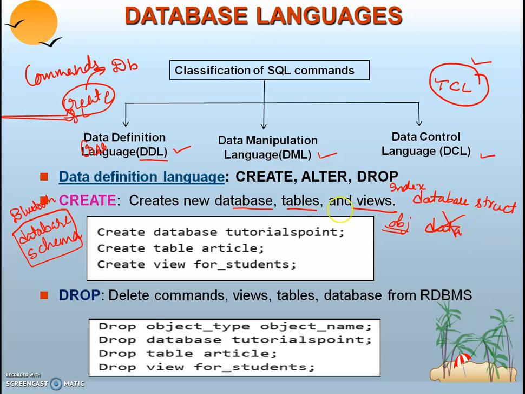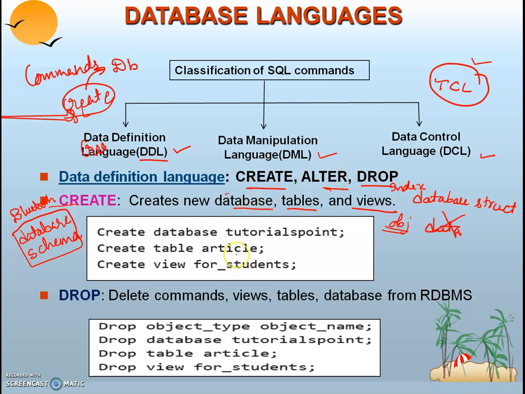For creating, modifying and deleting the database structures, we have specific commands. What are the commands? The first one is create, the second one is alter, and the third one is drop. The name itself says it: create is used for creating the database objects. Alter is used for making changes to the database structures or objects. And drop is used for deleting the database structures or objects.